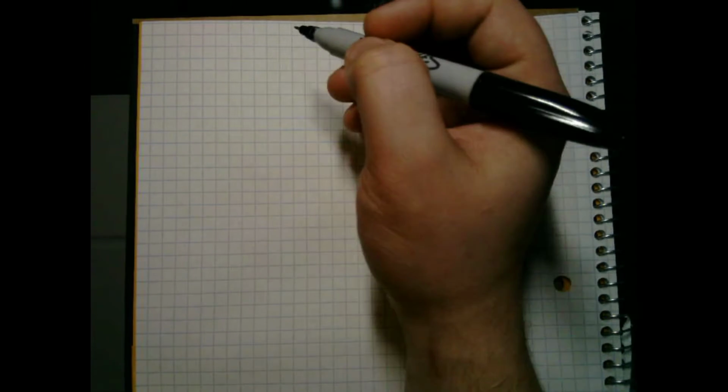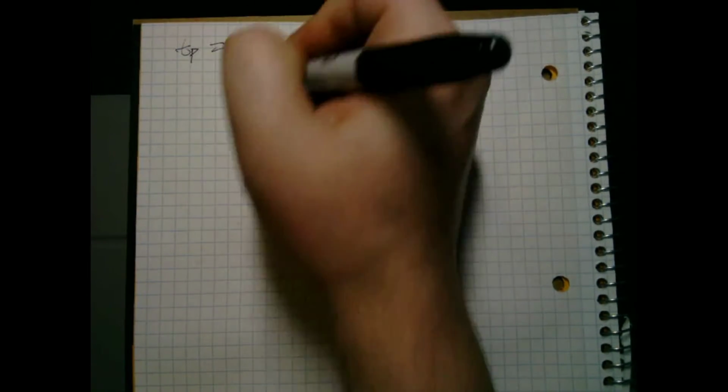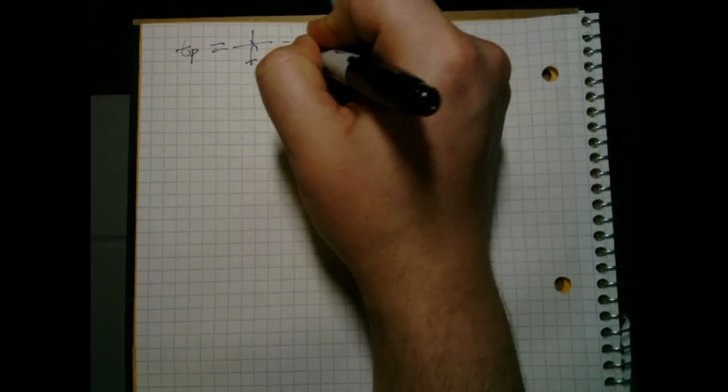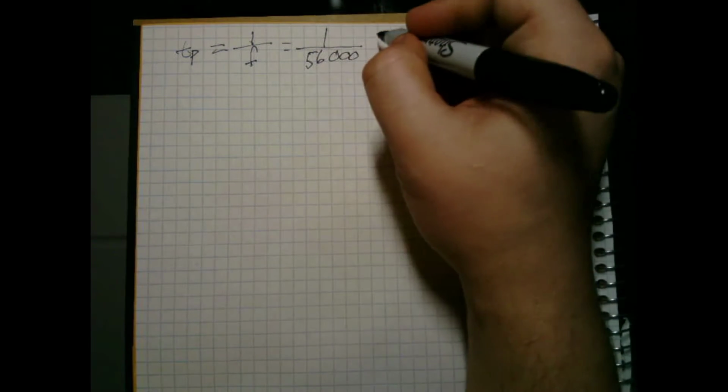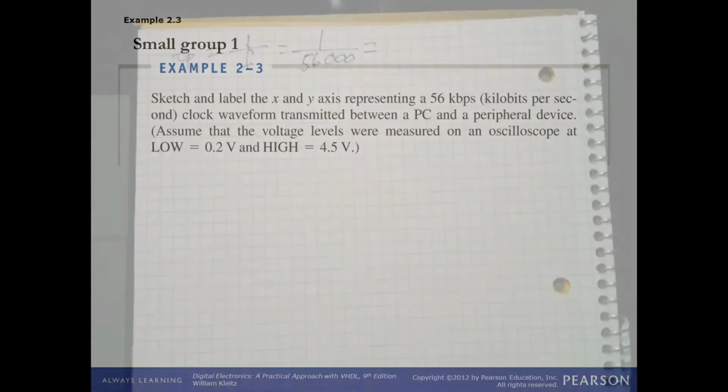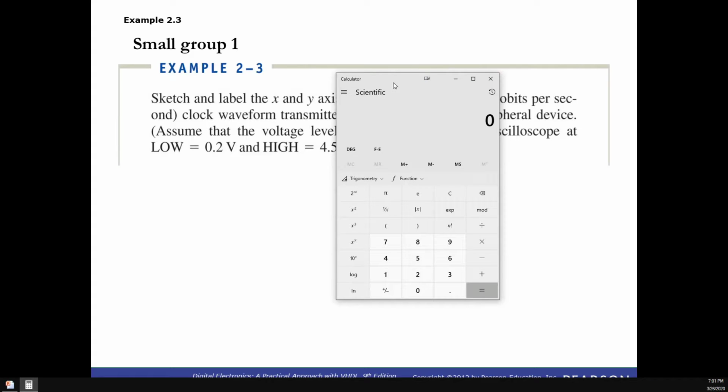So, first what we want to do is find the period so that we can label the period appropriately on the diagram. So they give us a frequency. To find the period, all we need to do is take our equation, that Tp equals 1 over the frequency. And they gave us the frequency as 56 kilobits per second. So kilobits meaning 56,000 per second. So then if we go to our handy dandy calculator and we divide 1 by 56,000, we get a number that looks like 1.79, we'll round it, times 10 to the negative 5th.